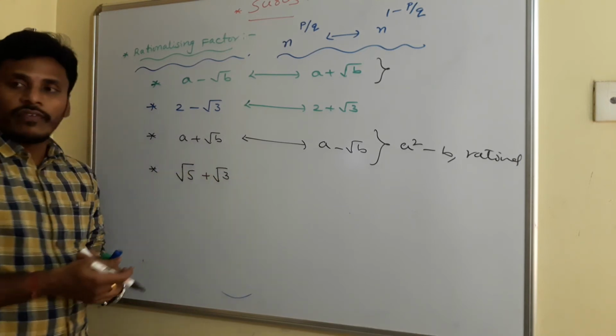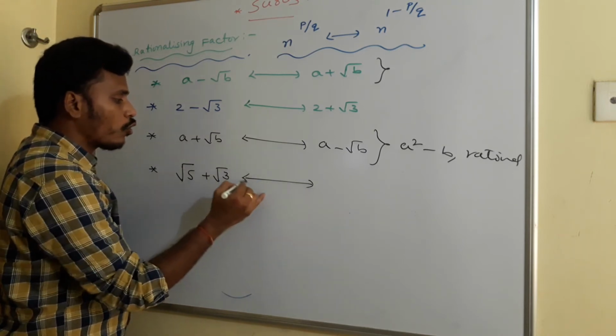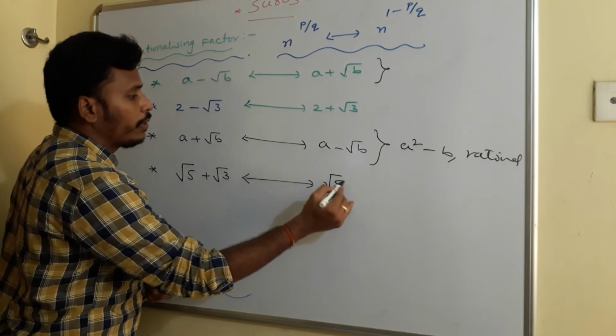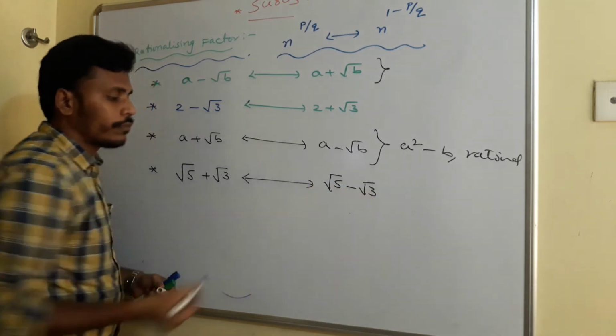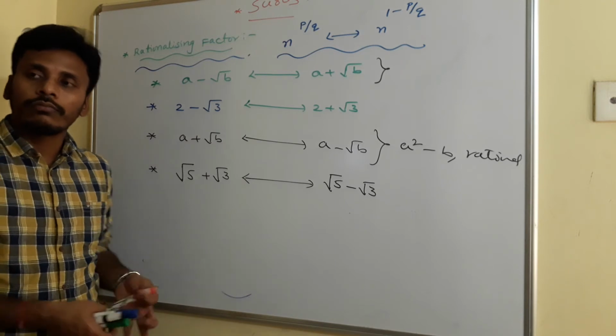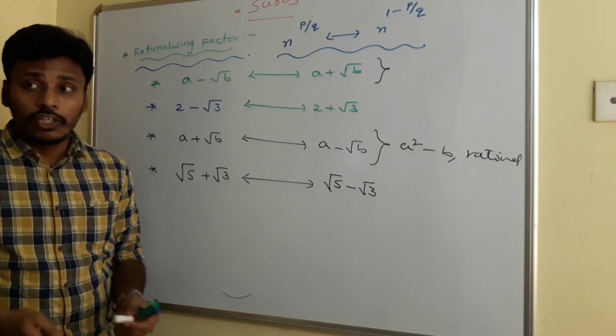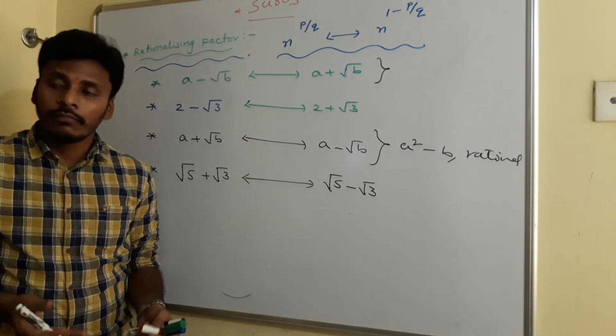What is the rationalizing factor for root 5 plus root 3? Similarly, for root 5 plus root 3 also, the rationalizing factor may be root 5 minus root 3. We need to check whether it is right or wrong. To check, what we have to do? The checking process is just the multiplication. If you multiply these two, the result is a rational number, correct.